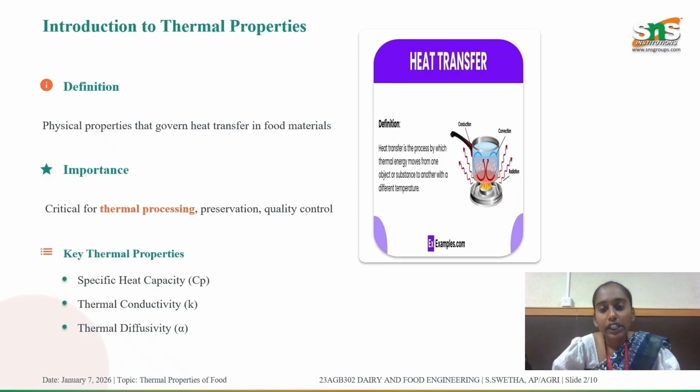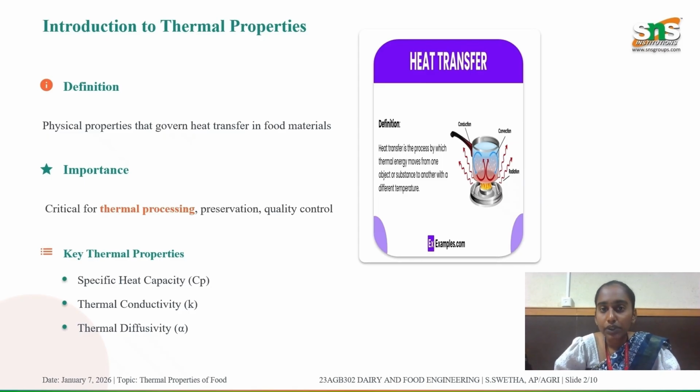So what is heat transfer? As we all know, heat transfer is the process by which thermal energy moves from one medium to another, from one object or substance to another object or substance with a different temperature, from higher temperature to lower temperature. It basically depends on the operation generally carried out in the processing unit.